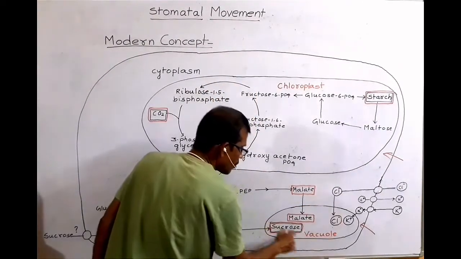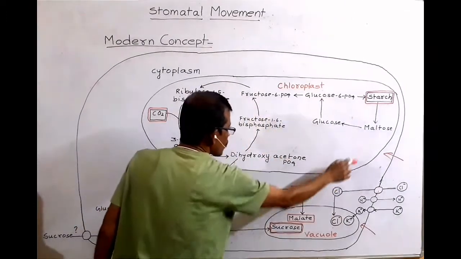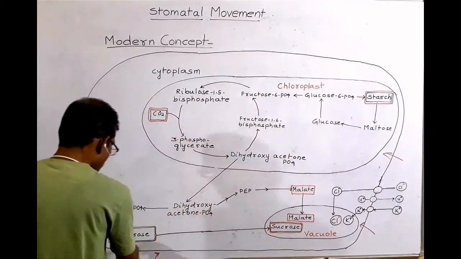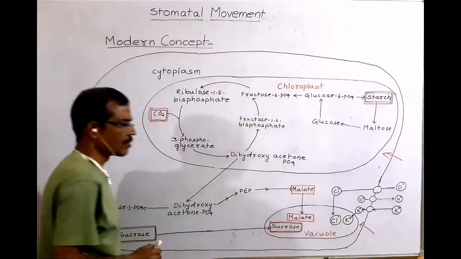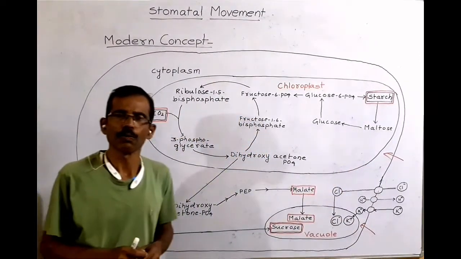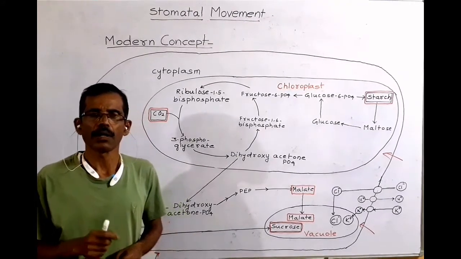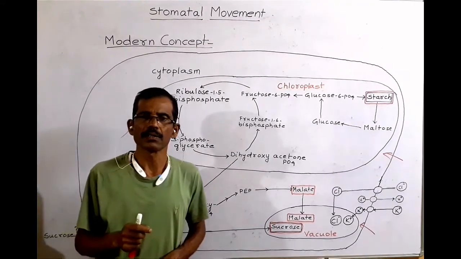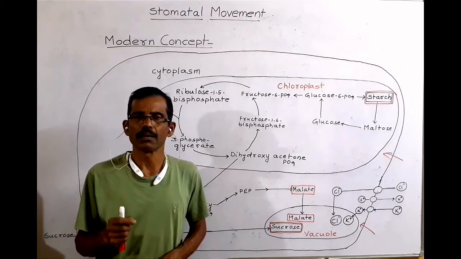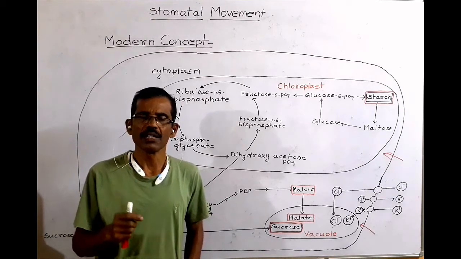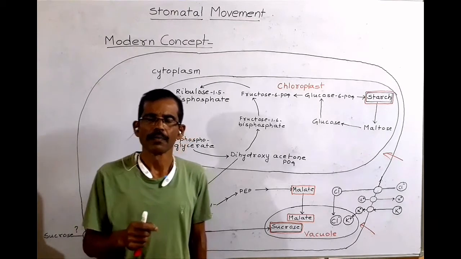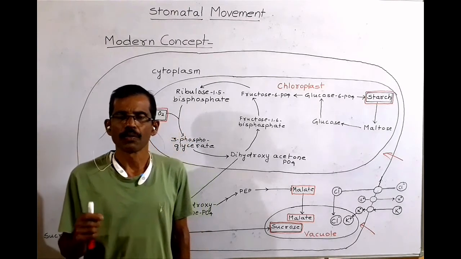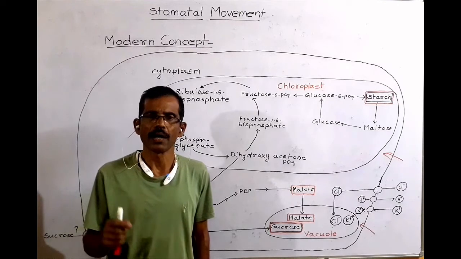This is the vacuole and this is the chloroplast, and this membrane is the plasma membrane of the guard cells. So when stomata are open, potassium ion concentration in the guard cells increases several fold. This change in the concentration of potassium ion is balanced by chloride ion and malate ion.